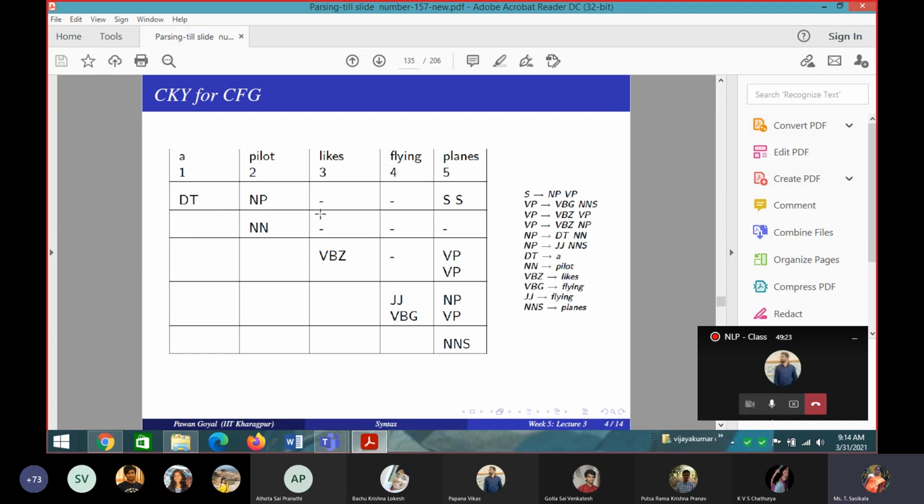How do I have to consider this one? NP followed by BBG, NP followed by BBZ, or NP followed by dash. Here, this NP and dash has to be considered: dash. DT VP. Yeah. NP followed by dash. Anything is there?